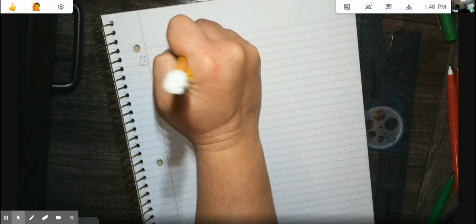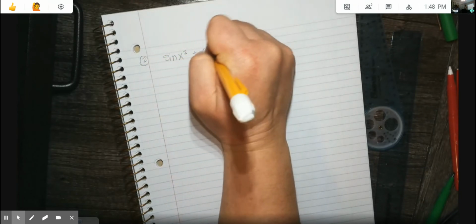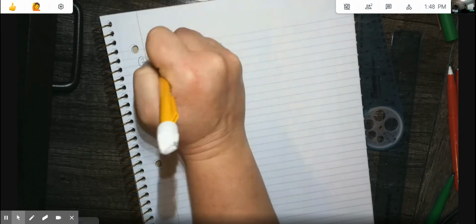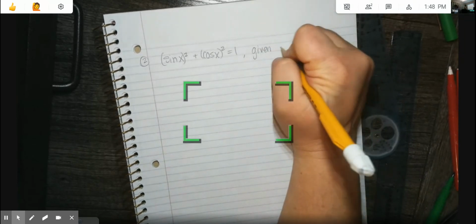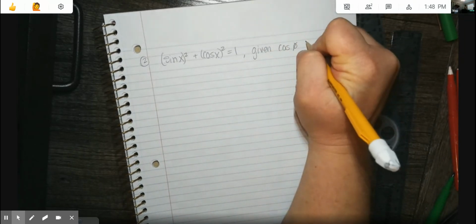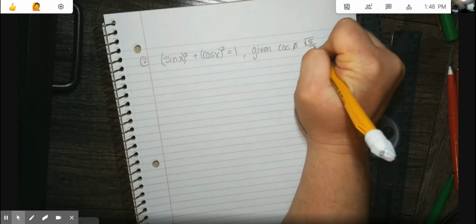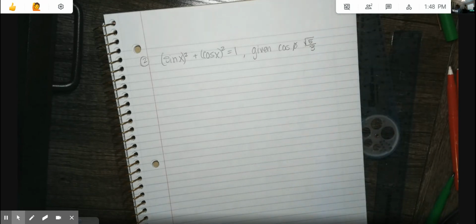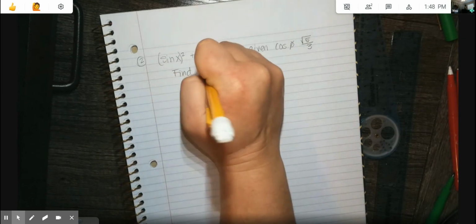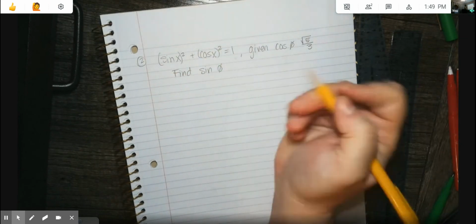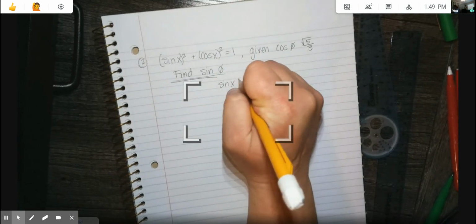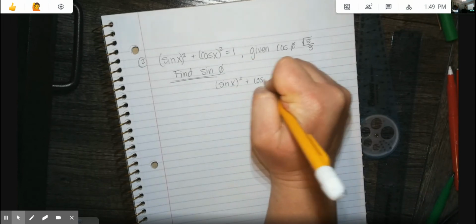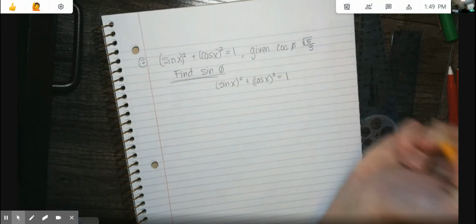So last problem real quick. Sine of x squared plus cosine of x squared is equal to 1. What's given in this problem is that the cosine is equal to the square root of 5 divided by 3. You need to find sine. Okay, so once again, I am going to start by rewriting the entire equation. It's all equal to 1.